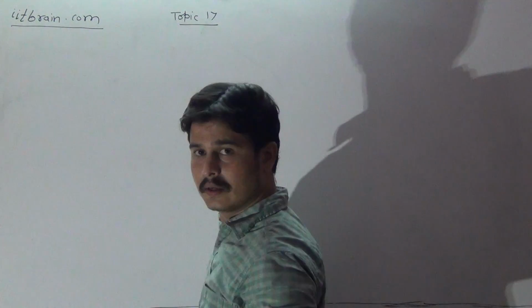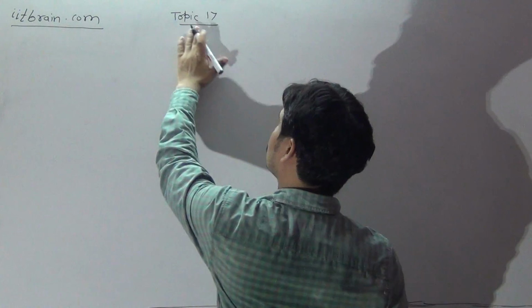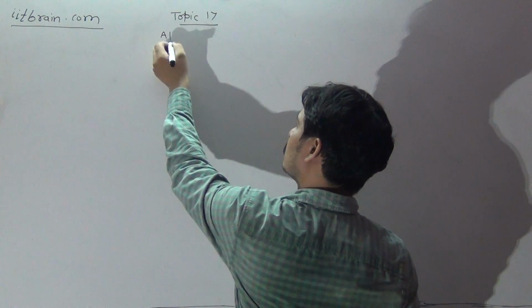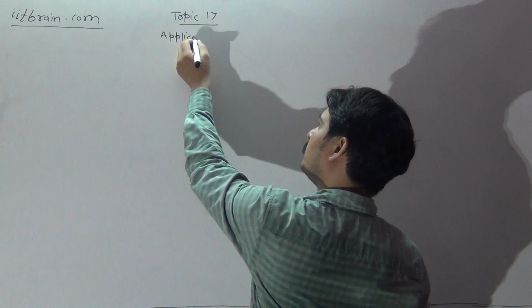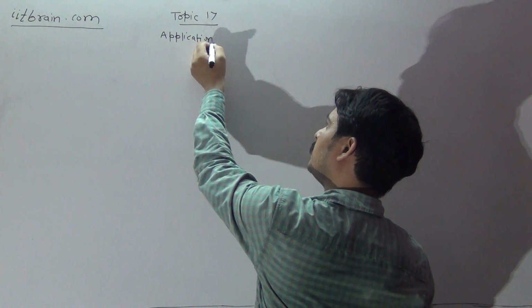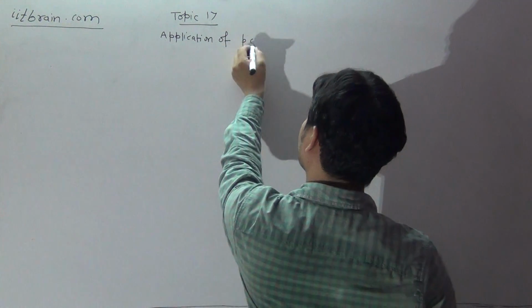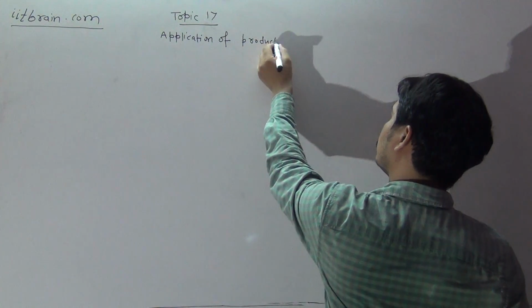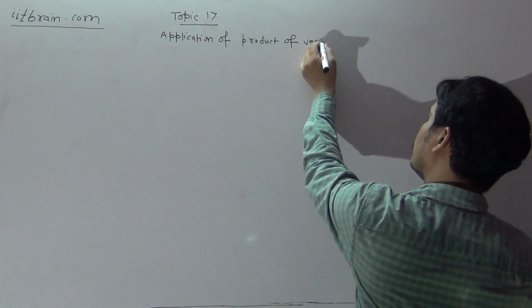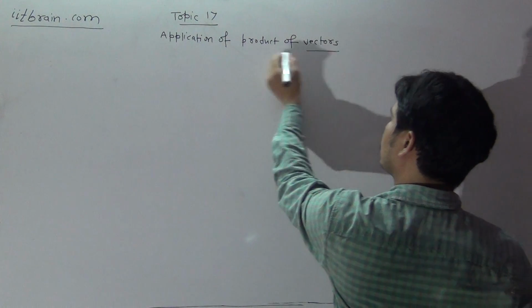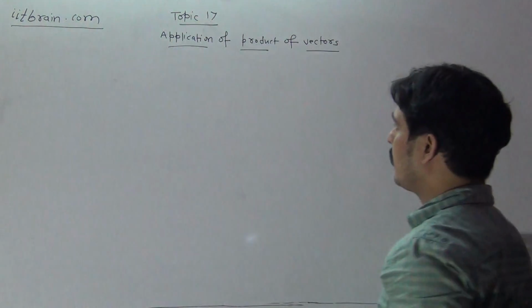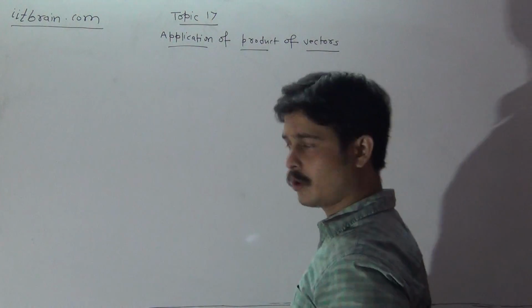Topic 17 contains application of product of vectors. Application of product of vectors. This is application of product of vectors, topic 17.